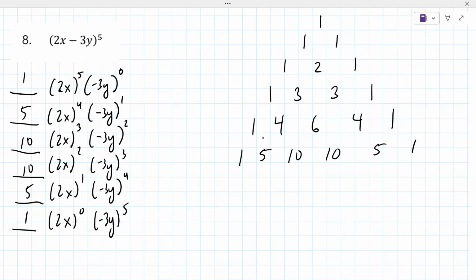And the negative goes with the 3y. So the negative 3y is the second term, and that's really important that you group them correctly.